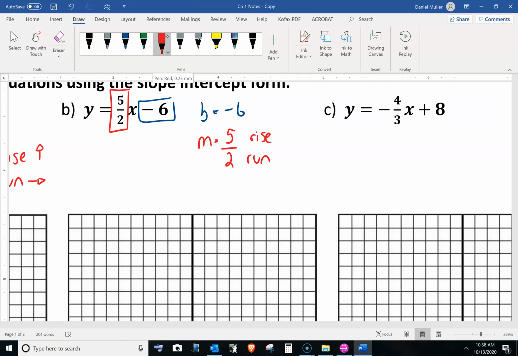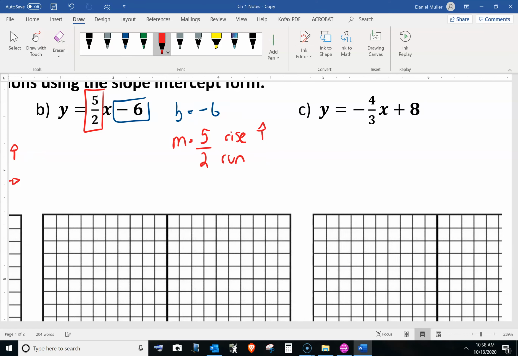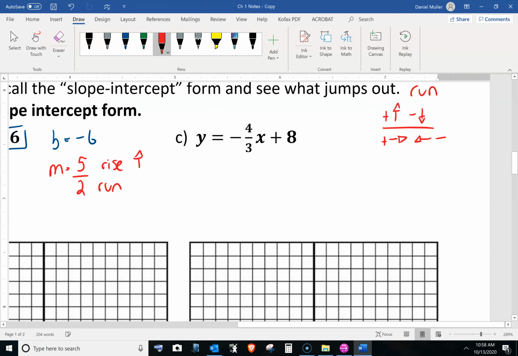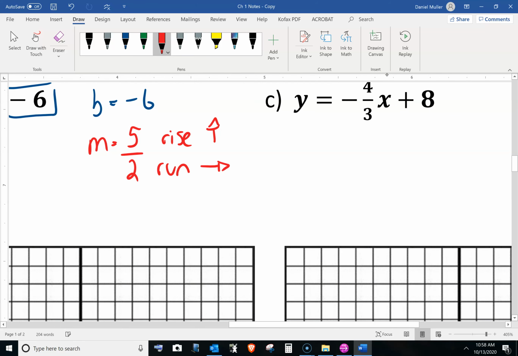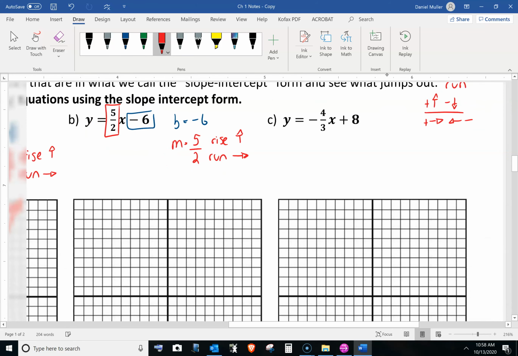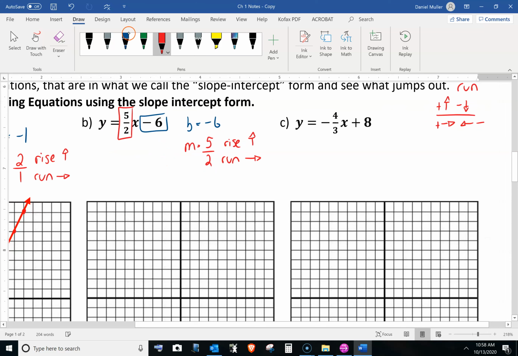So a positive up top, like the note says, if it's a positive number, we're going to be heading up. And if it's a positive number on the bottom, that means you're heading right. So we'll be going up and right. So you always have to start at your y-intercept. So -6.